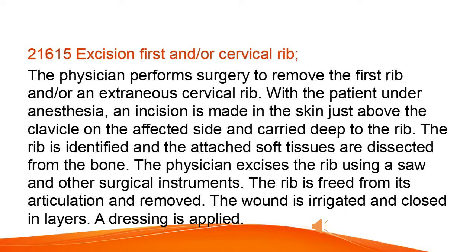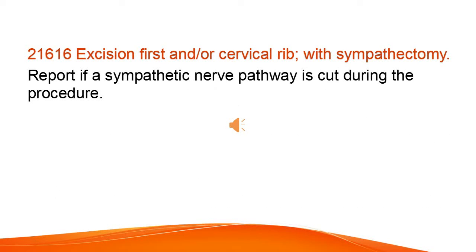The rib is freed from its articulation and removed. The wound is irrigated and closed in layers. A dressing is applied. Excision first and/or cervical rib, with sympathectomy. Report if a sympathetic nerve pathway is cut during the procedure.